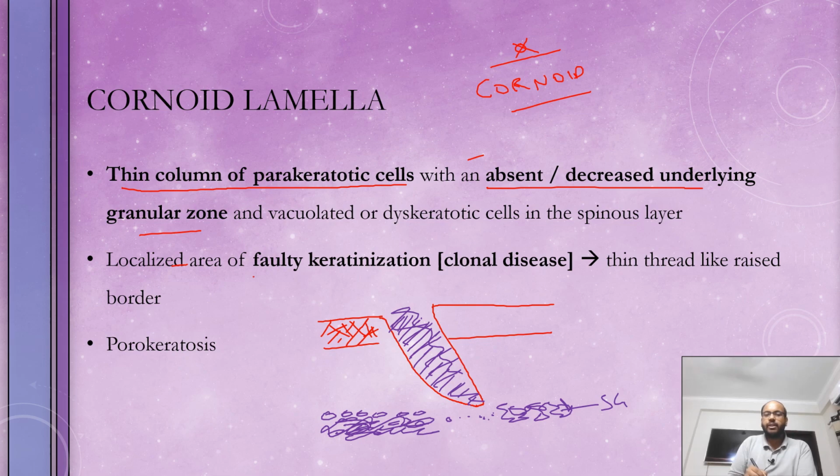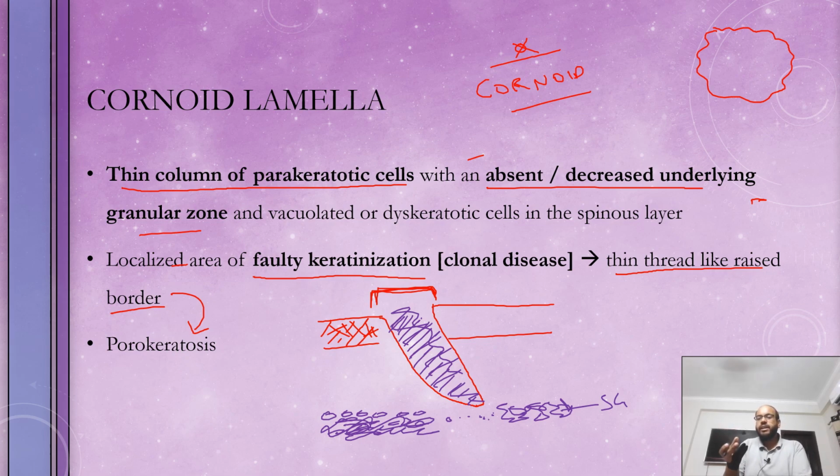It is because there is a localized area of faulty keratinization. That means the keratinocytes at this particular area have no idea how to keratinize properly, and because of wrongful keratinization, it has led to formation of a parakeratotic pillar. Am I making sense? Is it easy to understand now? And clinically, this presents as a thin thread-like raised border, which we see in porokeratosis. So in porokeratosis, you have this kind of thread-like border. And why thread-like? Because a column of parakeratotic cells is there. The skin is not normal there. Okay, let's move forward.